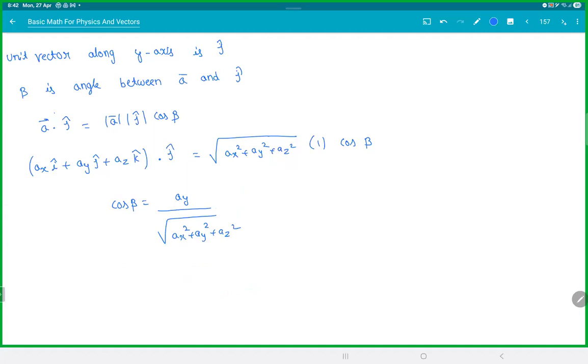I think by now you understood the reasoning. We can do the same thing for k cap also. You end up with cos gamma will be az by root over ax square plus ay square plus az square. There. You get your cos alpha, cos beta, cos gamma. Right, Rohit? All clear with this?